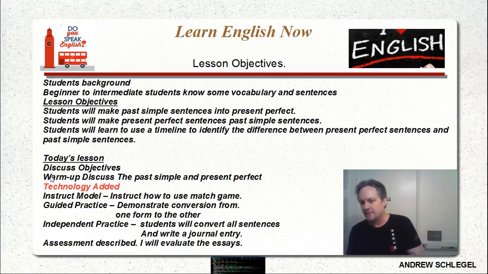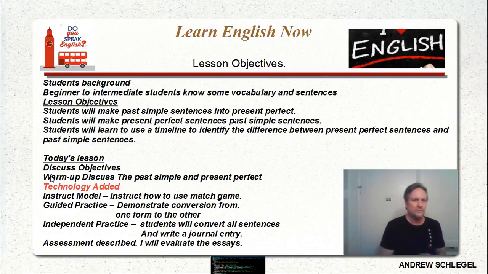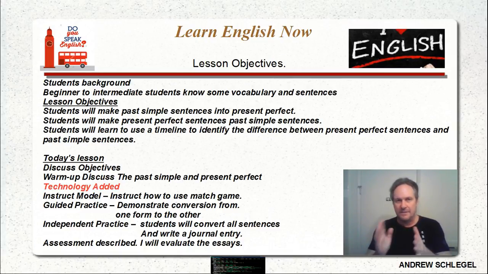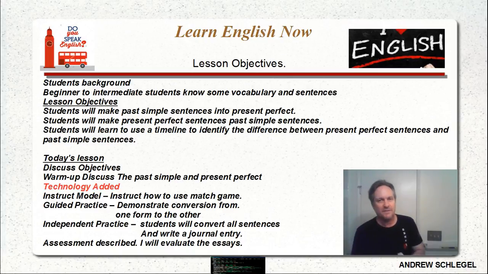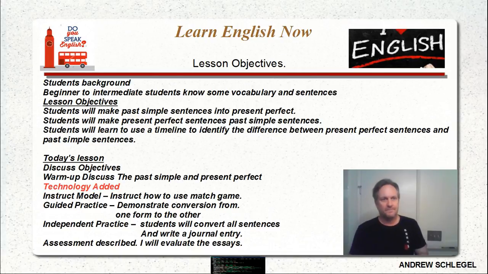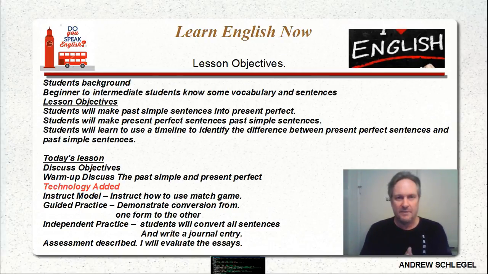So the lesson's objectives, what we're going to do today is we're going to learn about the past simple and the present perfect. And what we're going to do is learn to make sentences in each one of these, and we'll also use a timeline to try to help identify the difference between past simple and present perfect. Okay, so the objectives we just discussed, and we're going to do a warm-up.